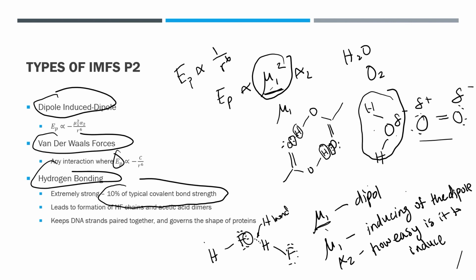And hydrogen bonding is incredibly important in biological systems. This is what keeps DNA strands paired together. So if you've heard of ATGC, that's what keeps the A and the T and the G and the C locked together. And hydrogen bonding also governs the shapes of proteins, so it's incredibly important in biological chemistry. But I just wanted to give some examples of where hydrogen bonds are important.